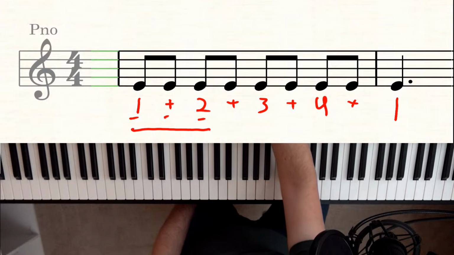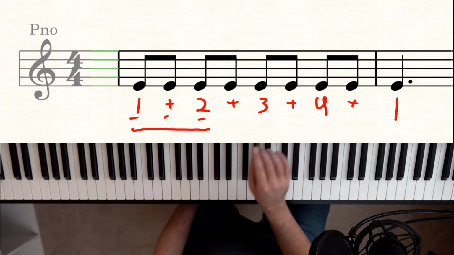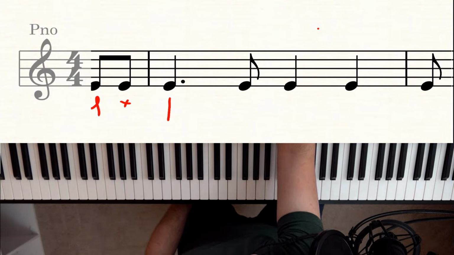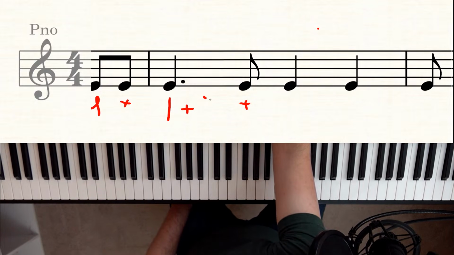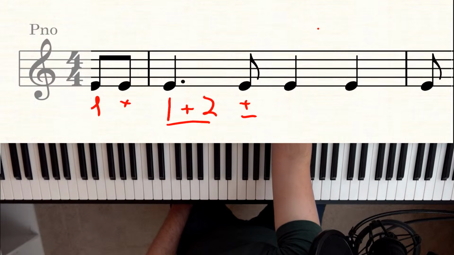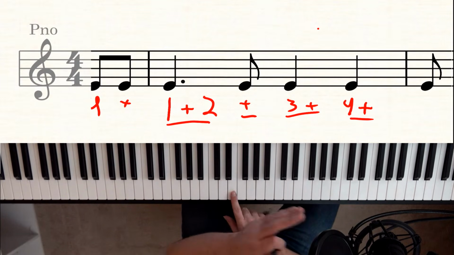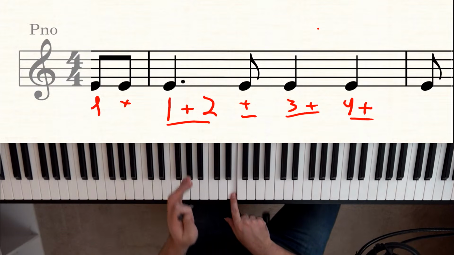So this dotted quarter note is going to take up 1 and 2, but not the and of 2. You're going to come off of 2 because that's when your next eighth note is going to hit. So this is going to hit on 1 and 2, and that's going to hit on and 3 and 4 and. Now, why did I continue subdividing through those quarter notes? To maintain consistency, right? So 1 and 2 and 3 and 4 and.